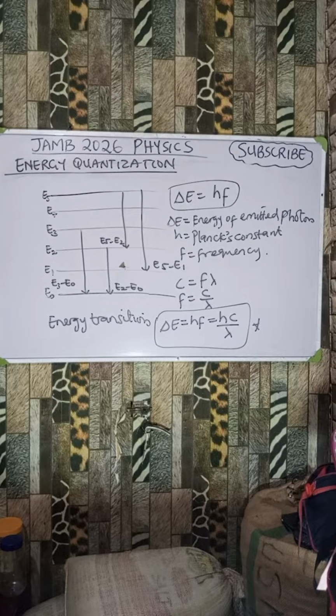Now, as it's returning back, it's going to emit an energy, which is a quantum of light with a characteristic frequency. Delta E is what we'll be using to calculate the change in energy, the wavelength of the emitted photon, and the frequency of the emitted photon, right? You still remember that the speed of light, C, is equal to F lambda, right? So making F the subject, we now have that F is equal to C over lambda. Is that clear?